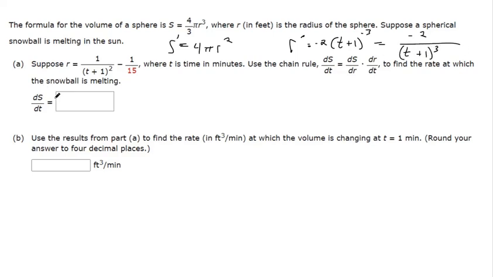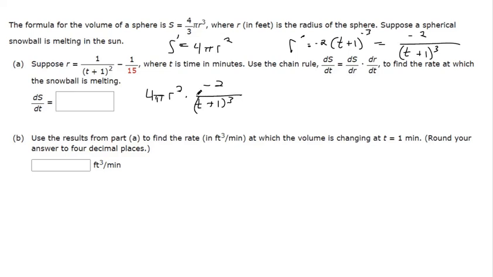So the derivative they're looking for is just multiplying this ds dr, which we got there, times dr dt times this. But they want it with respect to t. Okay, so if we were to just plug everything straight into the formula, this is 4 pi r squared. That's the first number that's multiplying. And then times negative 2 over t plus 1 to the third.